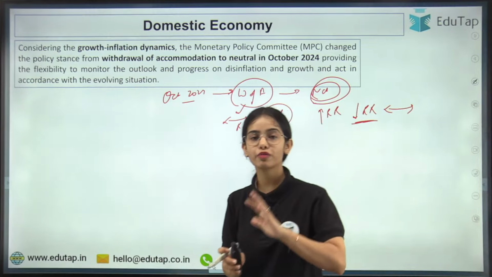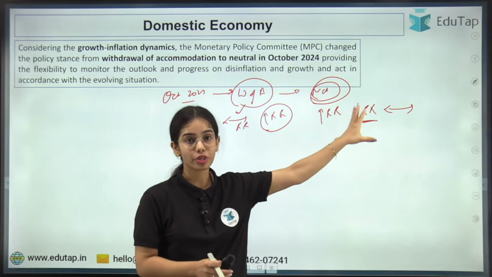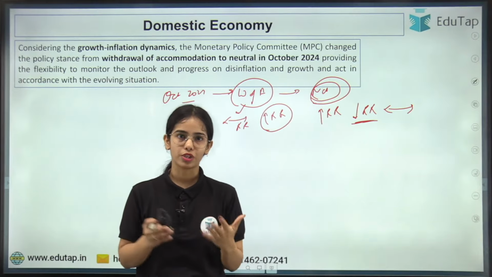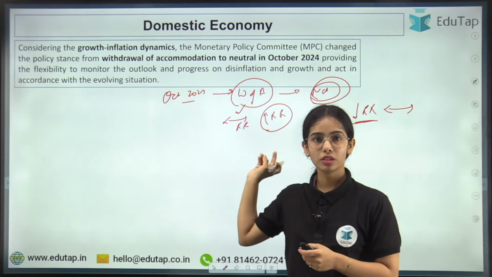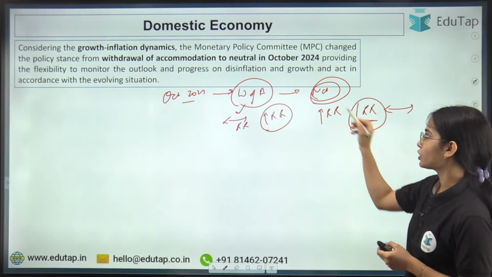So in October 2024, it was said that we are shifting from withdrawal of accommodation to neutral, so that we can change the repo rate as per the situation. Okay, so this was said because now the focus had to be given to the growth also. So it was said that we are shifting to neutral.